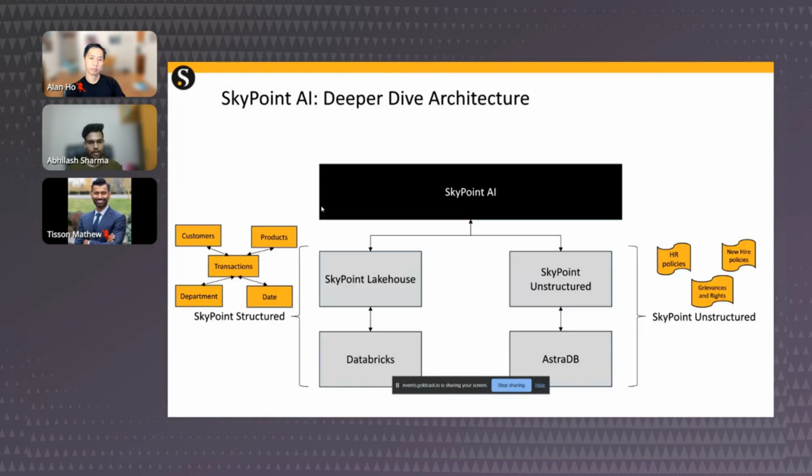Coming to this particular data model, I'll refer to this for the structured example. There's a traditional retail data model, with transactions sitting as a fact and a few dimensions: customers, products, department, and date.